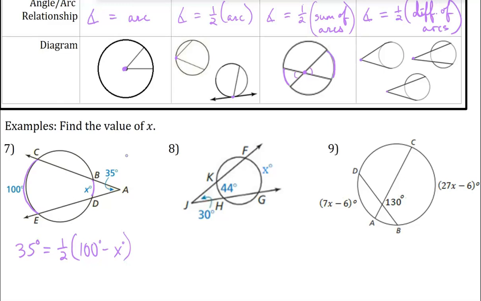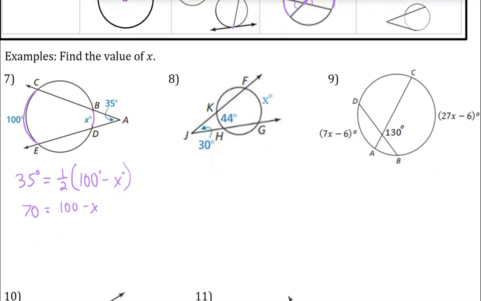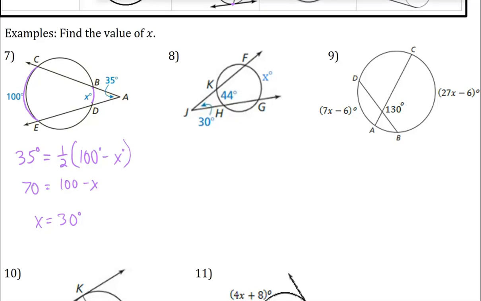Okay, I can solve for this. I'm going to multiply both sides by 2 to get rid of the 1/2. So 70 equals 100 minus x. And then I will add x and subtract 70, or I can just think through this. 100 minus what equals 70? x is equal to 30. Okay? I'm going to let you do number 8. I'm going to do number 9 and then have you finish the rest of them. And you have an answer key to check.